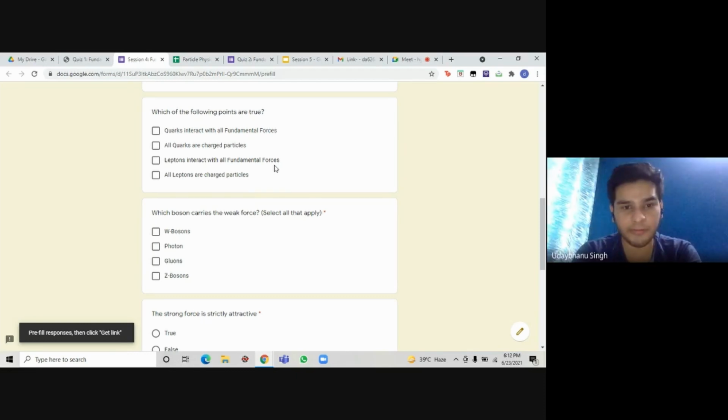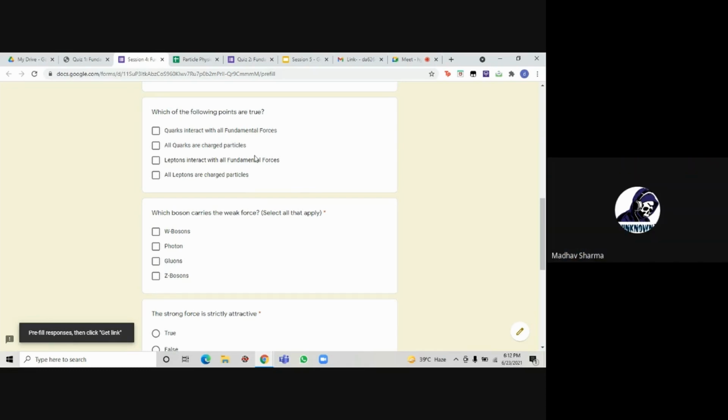Okay, so you got one of them right. Quarks do interact with all fundamental forces, so that's correct. But the third one is actually not correct. Leptons do not interact with all the fundamental forces. They don't interact with the strong nuclear force, so that's why the third one is incorrect. I think Madhav has also raised his hand. Yeah, Madhav, go on. Yeah, I wanted to say that the second one is also correct.